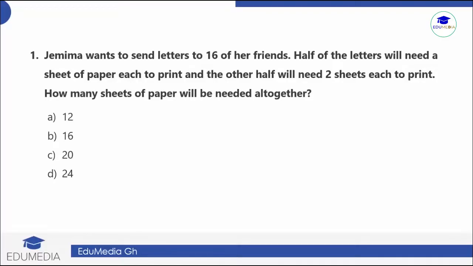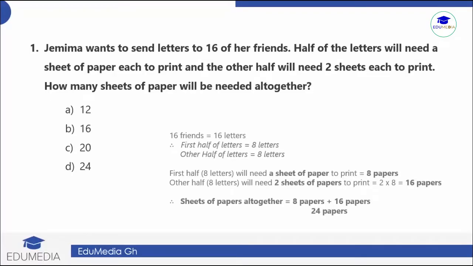So this is the solution. This is the working side. Now, since Jemima knows the number of friends she's sending the letters to, you know very well Jemima is sending letters to her 16 friends. Okay, so that's 16 friends. That means she needs 16 letters for her 16 friends.